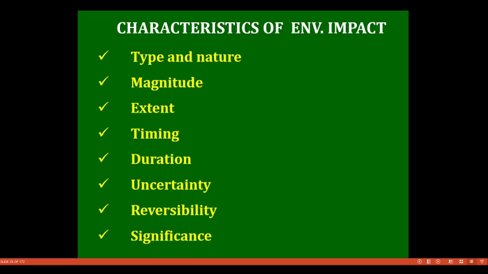When we come to the magnitude of impact, magnitude means quantity. What is the quantity of the impact? Quantity in terms of the strength of the impact, all these things. So there are keywords like low, moderate, and high. Magnitude can be low magnitude, moderate magnitude, or high magnitude. So these are actually qualitative terms that we use.